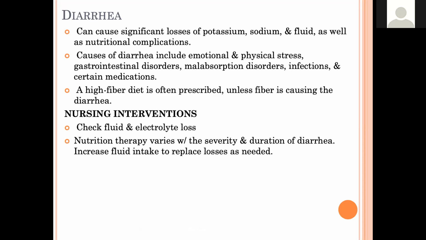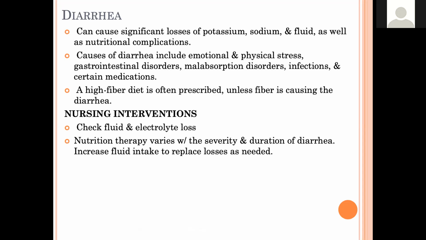Okay, so if an infection is indicated, then what you want to do is just replace what's lost by the diarrhea and not try and take medications to reverse the condition. Okay, like Imodium. So you let the diarrhea run its course, and then you clear the infection, and then you can go back to a normal diet. A high fiber diet is often prescribed unless the fiber is the cause of the diarrhea. You want to check fluid and electrolyte loss.